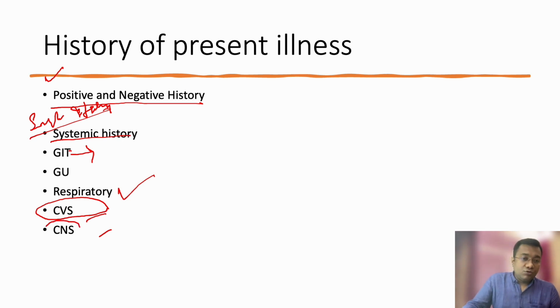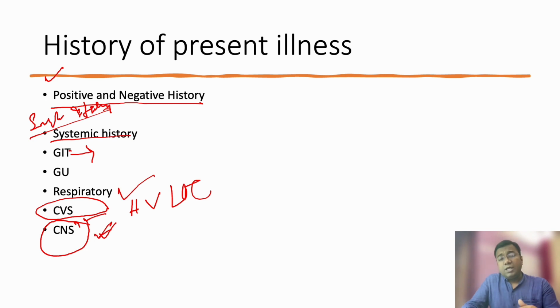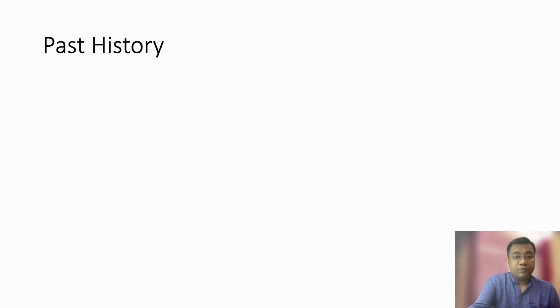CNS: usually in surgical cases, neurological symptoms are inquired for a brain metastasis. So in brain metastasis, what will you have? There will be headache, there will be vomiting, there will be some vision changes, and there will be loss of consciousness. There may be fall and convulsion. All right. So these are the important symptoms of a brain metastasis.